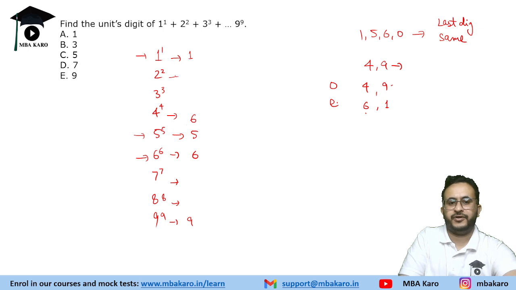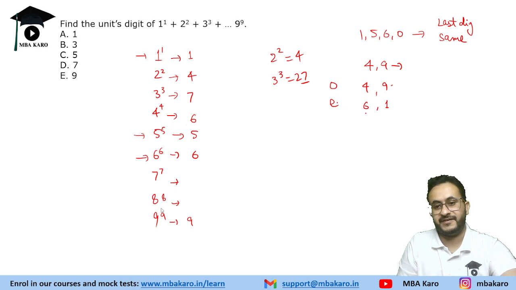Now we need to find for 2, 3, 7, 8. So 2 raised to the power 2 is 4. 3 raised to the power 3 is 27. So last digit is 7. Now 7 to the power 7 and 8.